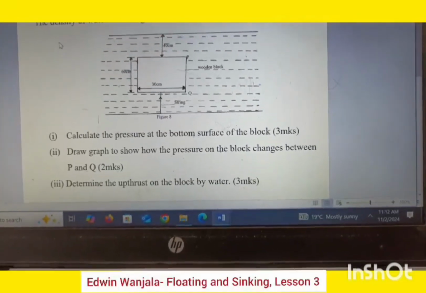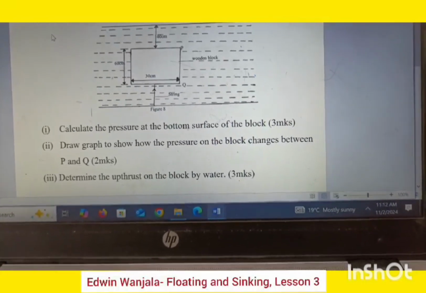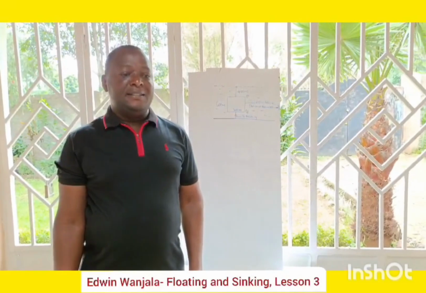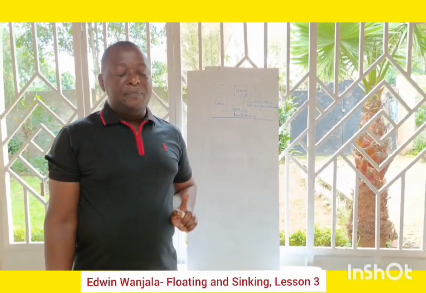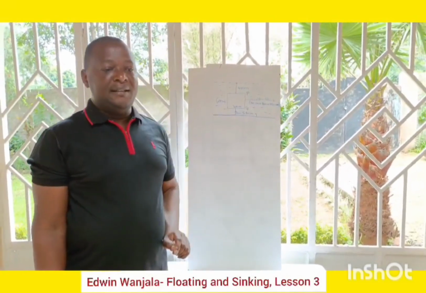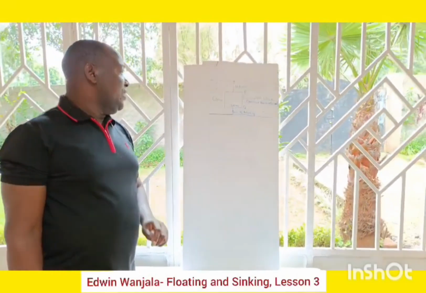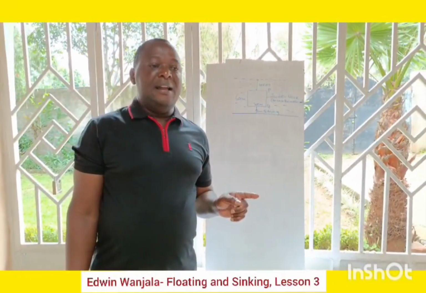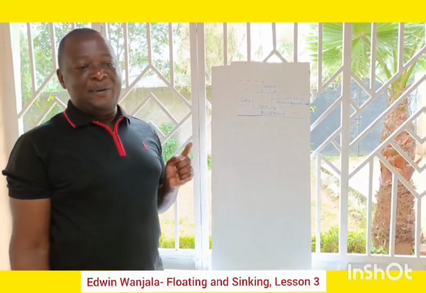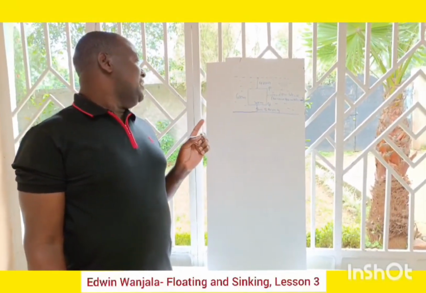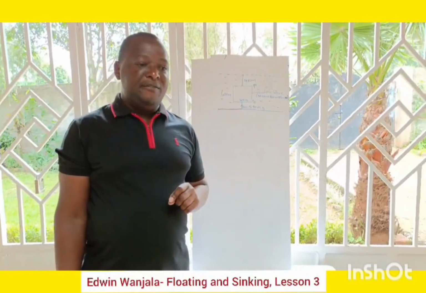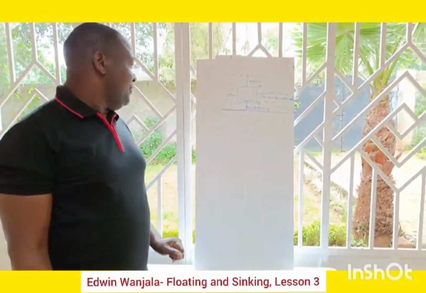Roman 3 is determine the upthrust on the block by water. It's also 3 marks. Determine the upthrust on the block by the water. There are two approaches that we can have. One is to apply the Archimedes principle, and the second one is to apply the pressure difference on surface P and surface Q of the block. So we shall begin with the first option of Archimedes principle.